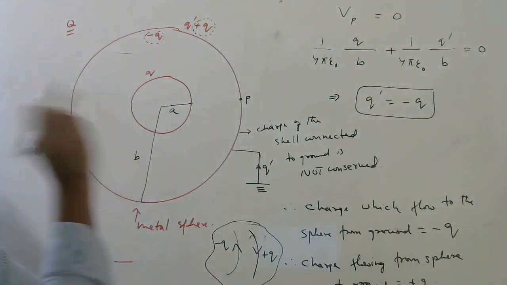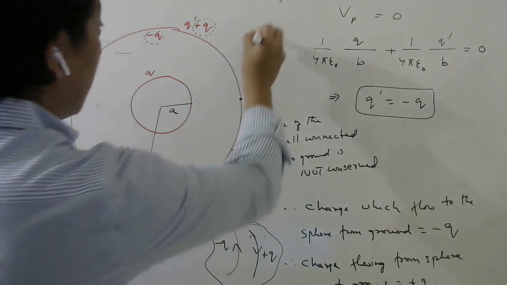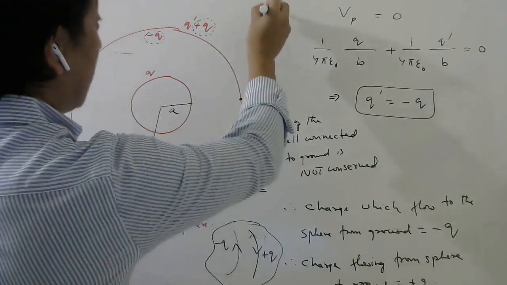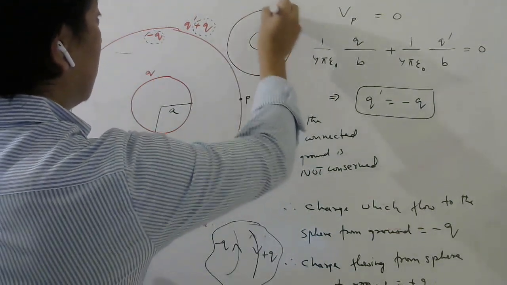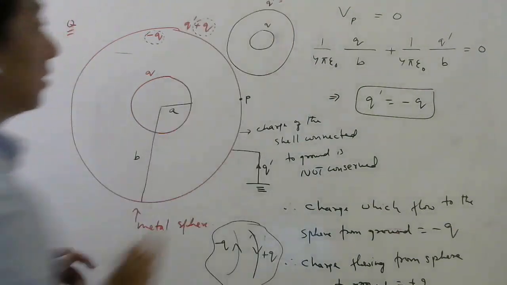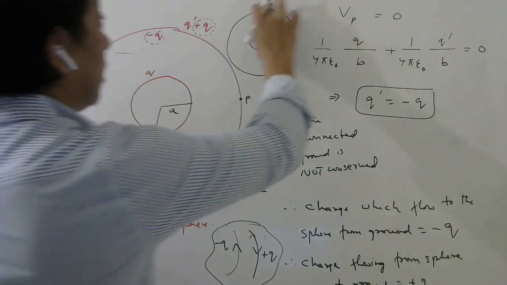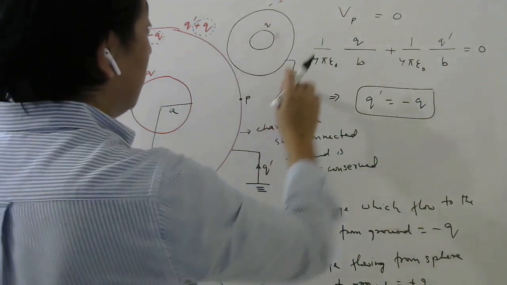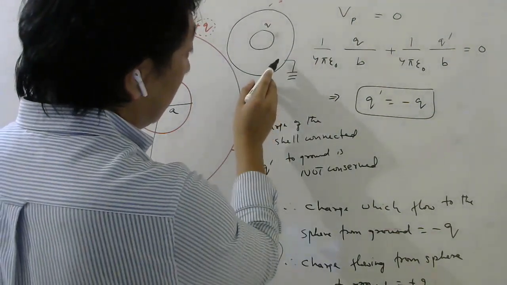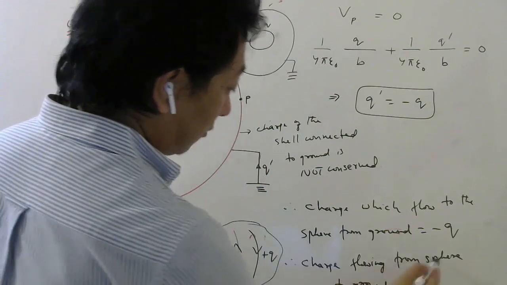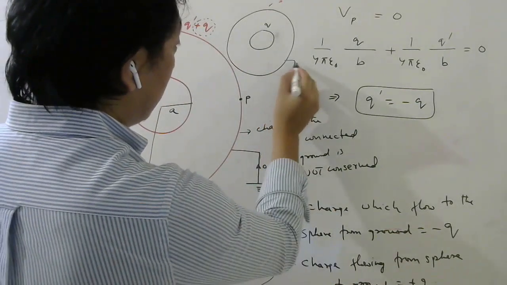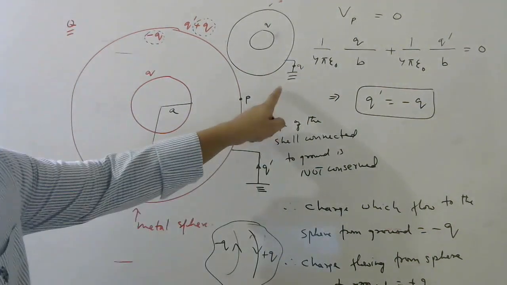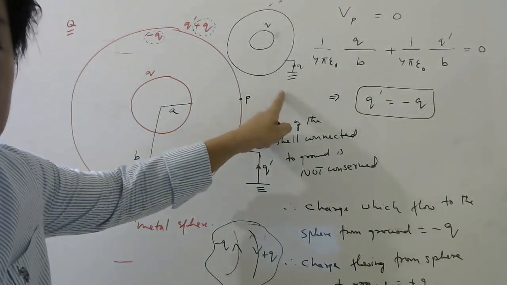So what did you learn from here? You learned that if a shell has charge q, and then on top of that you have q dash, sorry, if the upper one is grounded, then how much charge will flow from sphere to ground? How much charge will go this way? Q charge will go this way. Okay, so that is very important, please remember that.